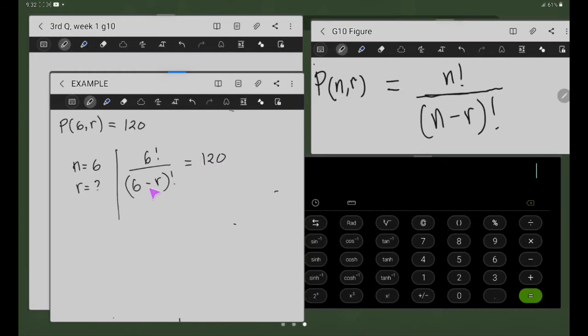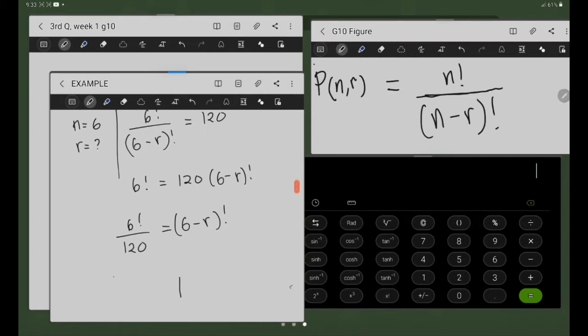So, simplify din ito. Ito ilipat natin dito sa kabila. So, magiging 6 factorial is equal to 120 times 6 minus r factorial. Ito ilipat natin dito sa kabila. So, magiging 6 factorial over 120 is equal to 6 minus r factorial. Okay, ganun.